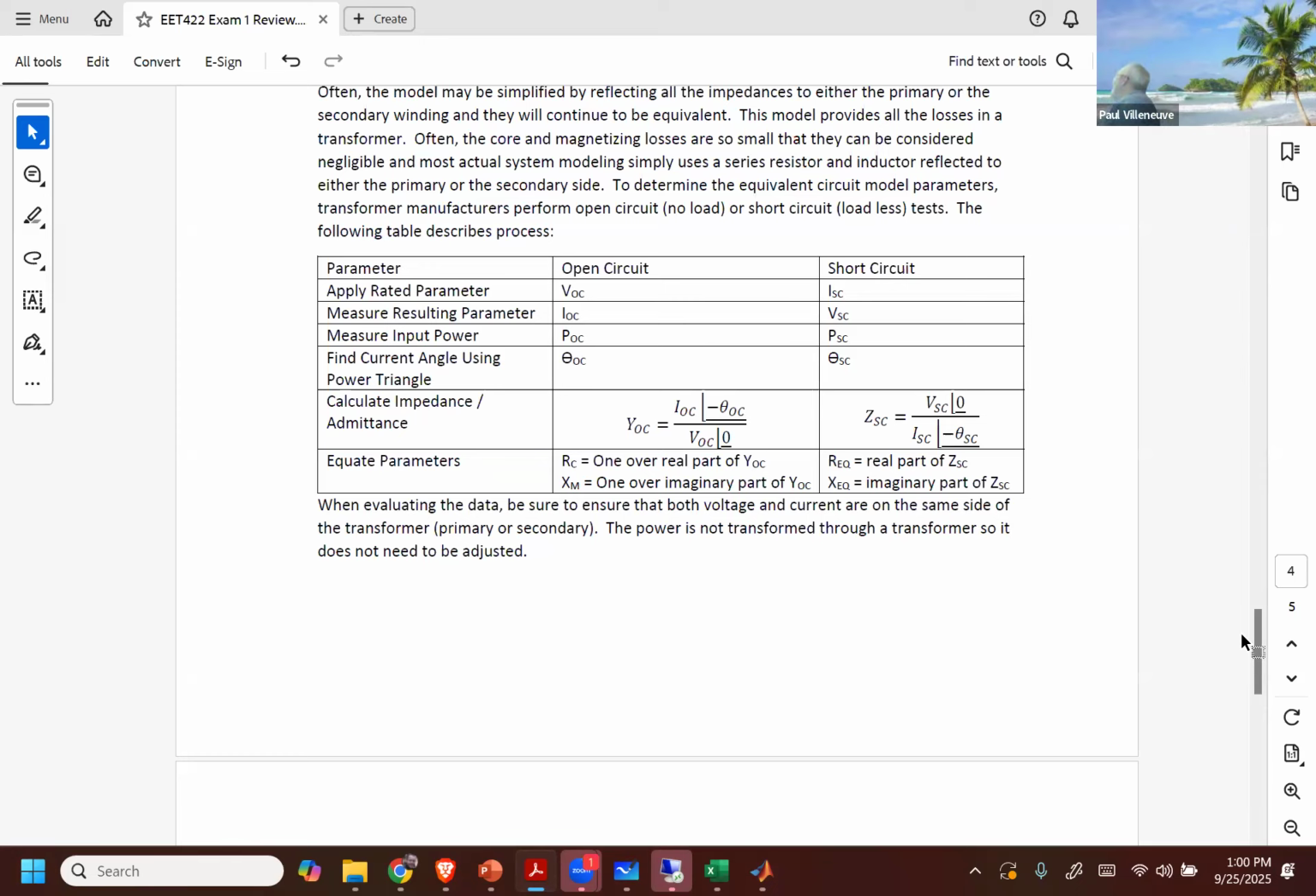I even showed you how to get Y and Z and gave you the parameters. I didn't tell you about putting them on the same side of the transformer like we did on Tuesday, because that's up to you. So if the tests are done on different sides of the transformer, make sure you reflect the impedances up or down as we talked about. That's what we talked about in the last one. So take a look at this table. I think it does a pretty good job of condensing what the steps need to be.